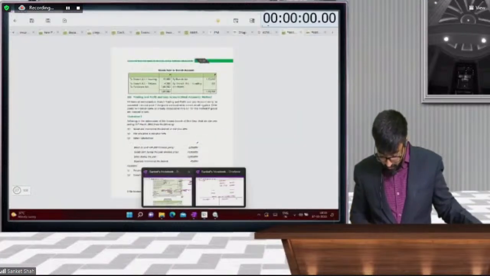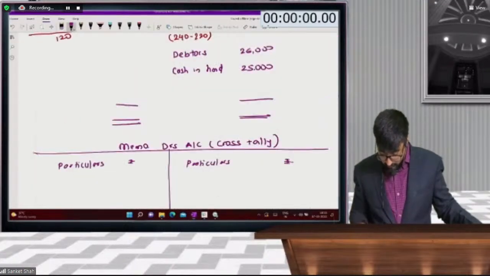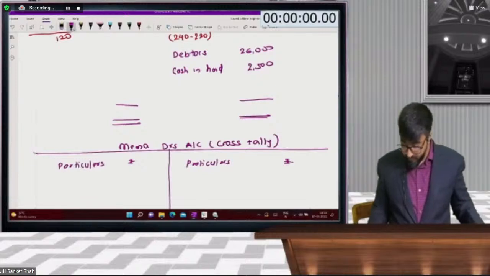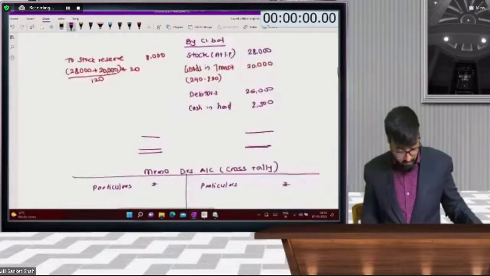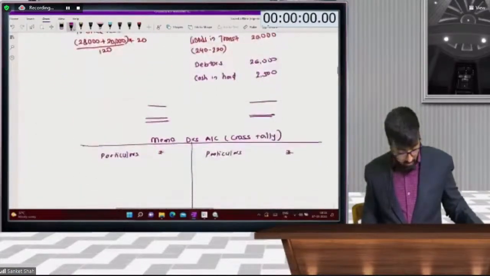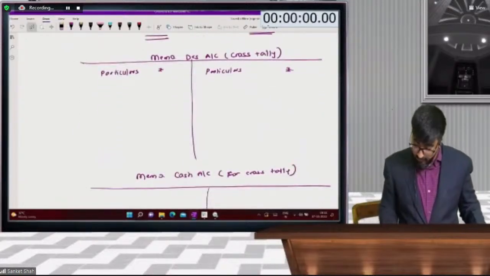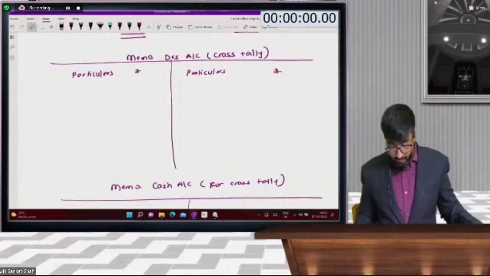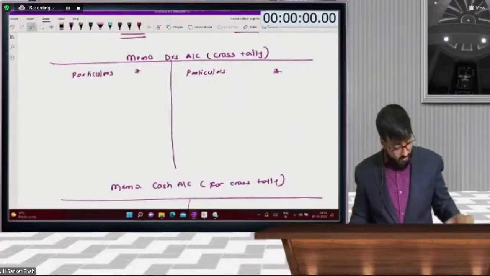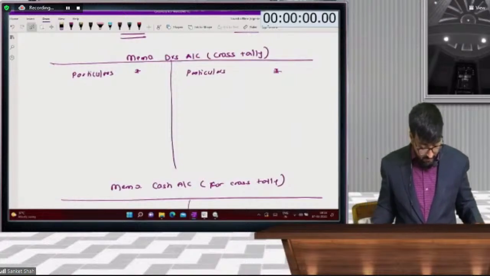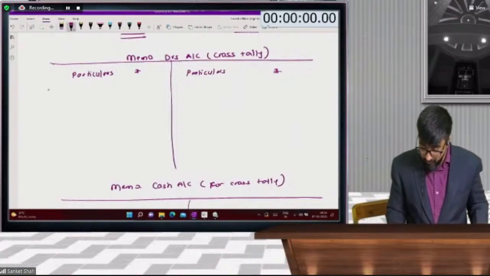Closing cash balance 2,500, is it? Sorry. Closing cash balance is 2,500. Yes. Thank you, Arvind ji. I have seen your name, beta. Normally you are not giving comments. Yes, Arvind. So be interactive in the class.